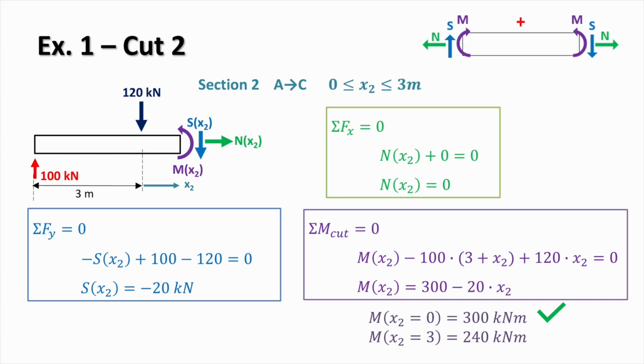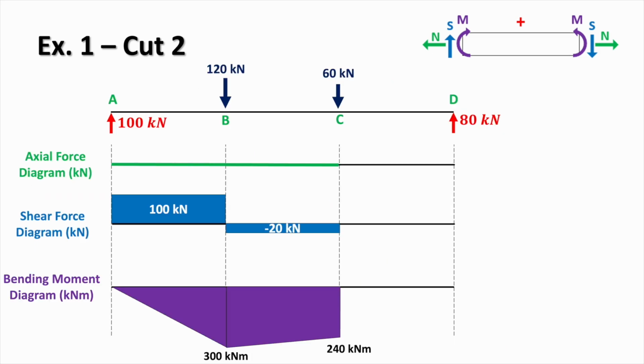So within this region, the axial force remains 0, the shear force is constant at minus 20 kilonewtons, and the bending moment decreases linearly. This behavior is consistent with what we expect. A constant negative shear force results in a linearly decreasing bending moment. And we can now represent the results for the second section on the internal force diagrams.